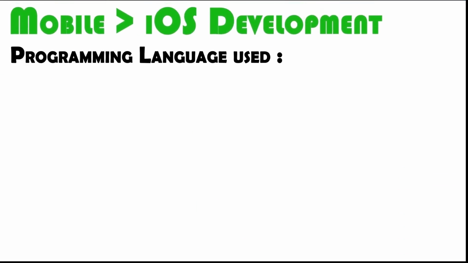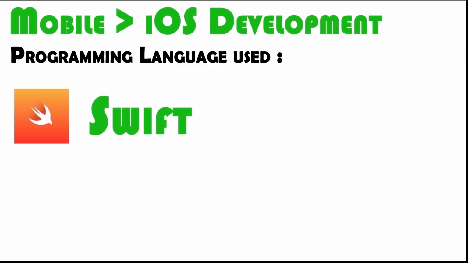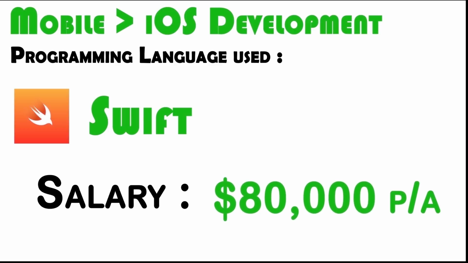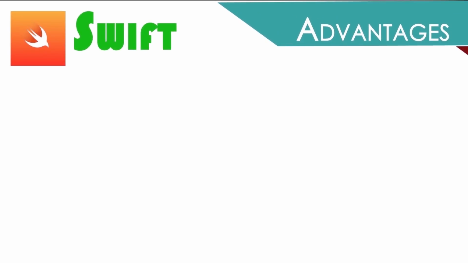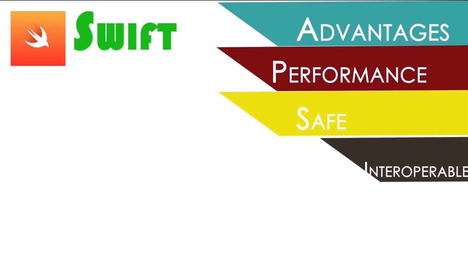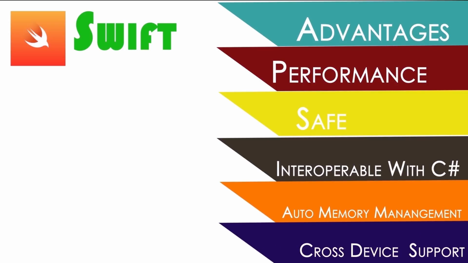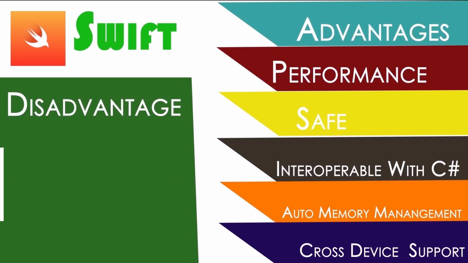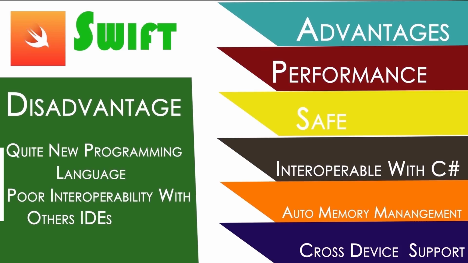Moving to iOS development, the programming language used is Swift. Earlier Objective-C was also in use, but it's obsolete nowadays. The average salary of an iOS developer is about $80,000 per annum. Talking about advantages of Swift: its performance, it's safe, interoperable with Objective-C, auto memory management and its cross-device support. Its disadvantages are poor interoperability with other IDEs and that it is quite a new programming language.